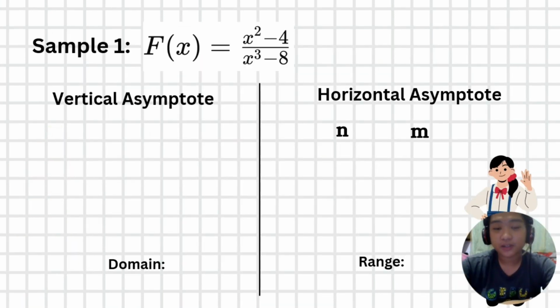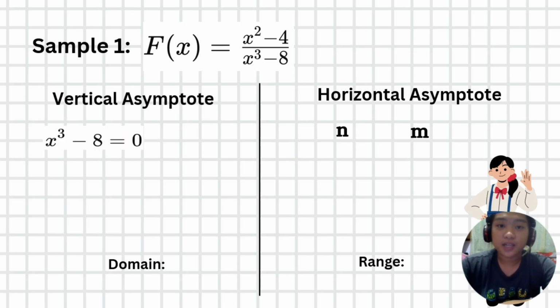And now let's try to solve this given function and find its domain and range. We have f of x equals x squared minus 4 over x cubed minus 8. So to find the domain, we simply follow the steps in finding the vertical asymptote. First, by taking the denominator and equating it to 0. We have x cubed minus 8 equals 0.